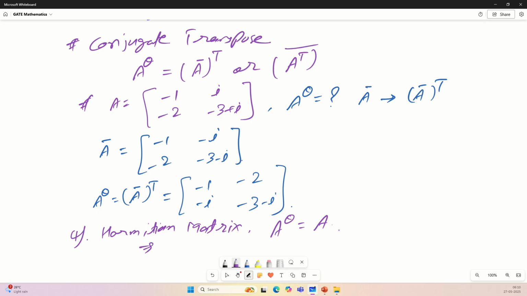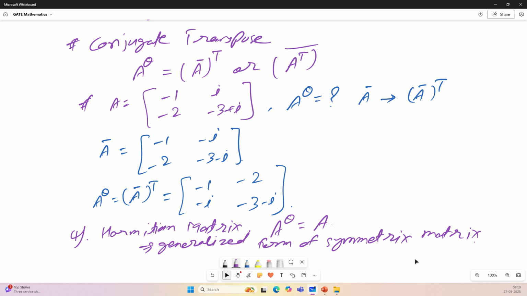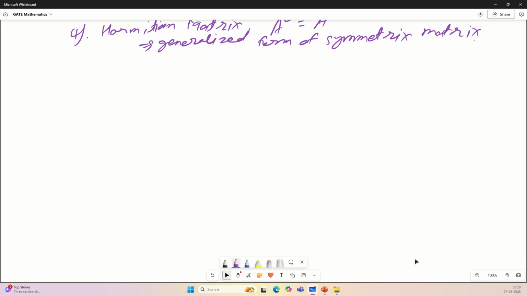So you can write down this is generalized form of symmetric matrix. Understood? So this was Hermitian matrix. What about next? Skew Hermitian matrix. Okay. So let us say fifth one, skew Hermitian matrix.